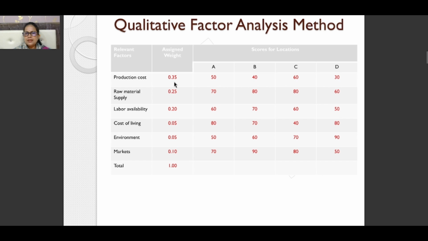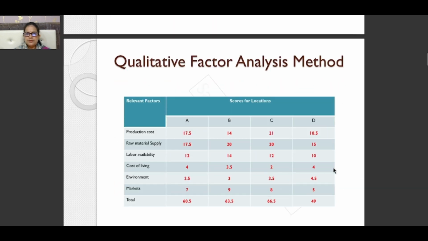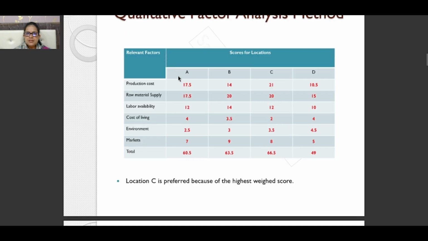Like that, again we have to multiply this 0.35 into 40 plus 0.25 into 80. Like that we go on multiplying and we have to take the sum of the score. And here we have to see which location is having the highest score so that we can go for choosing that location. Here we see, we have just multiplied the weight with the score.